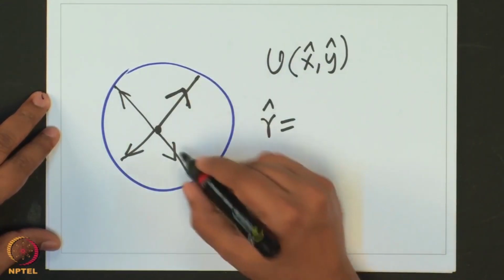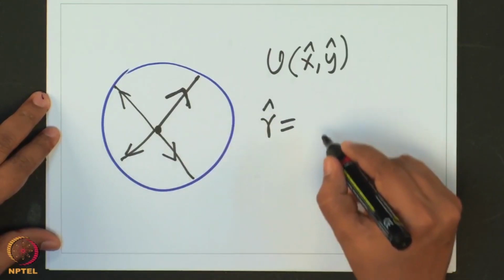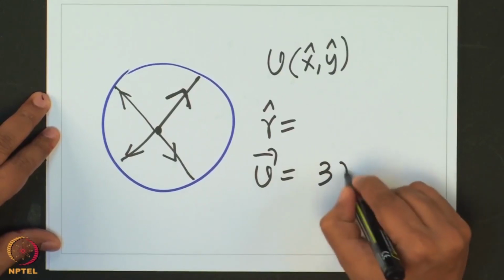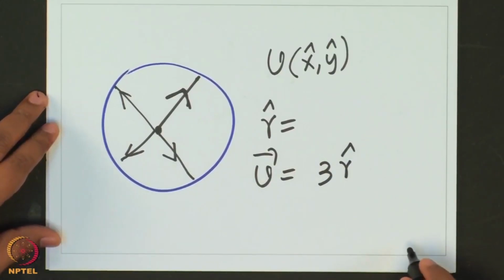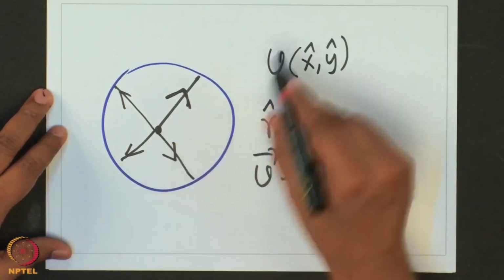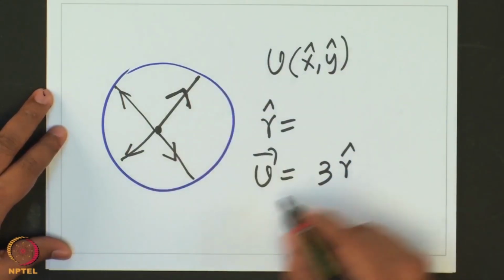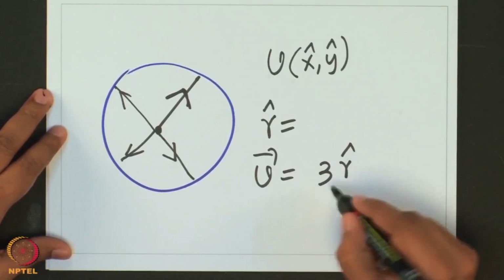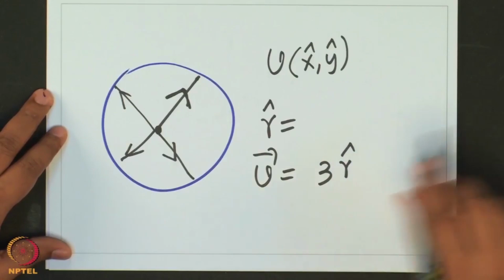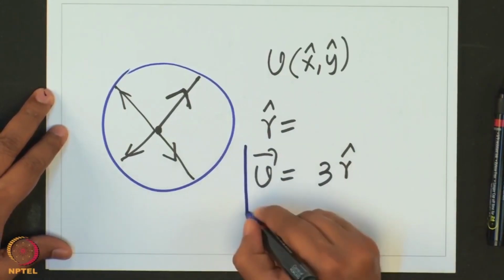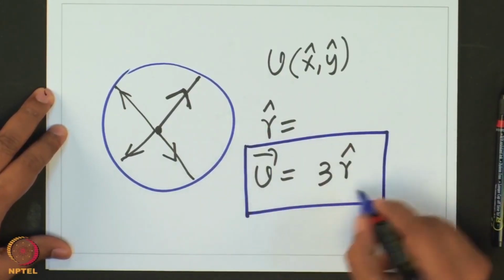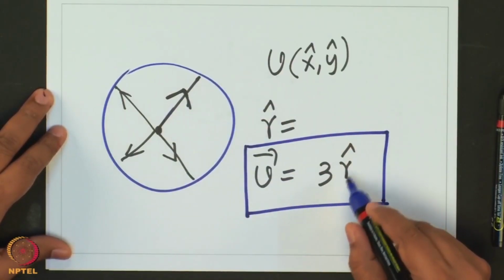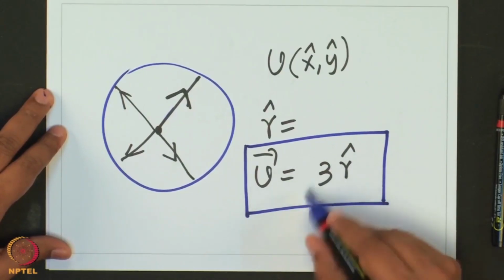so if I just say that v is equal to 3 r cap, this would mean that it is going along the radial direction, with some speed of 3 units per second, whatever the unit of 3 is. If I specify v is equal to 3 r cap, this would mean that this is moving in this particular direction of r cap, and 3 is the magnitude.